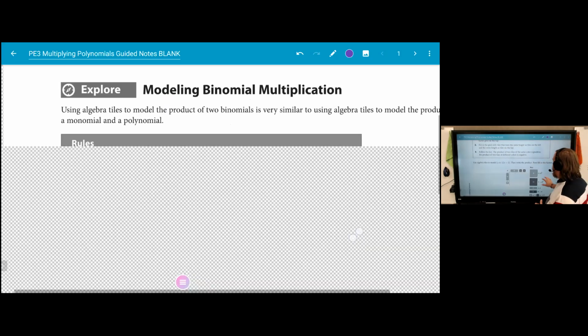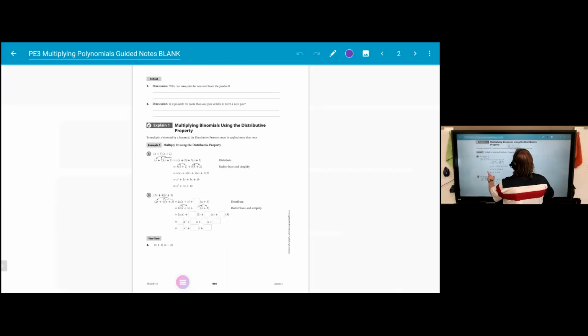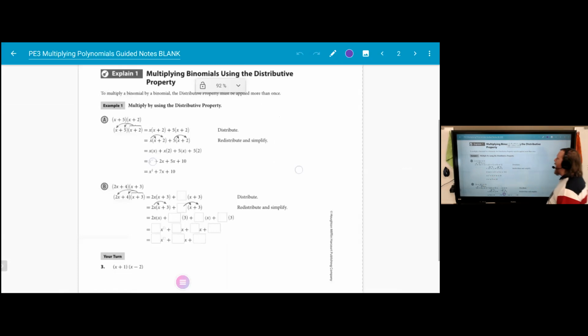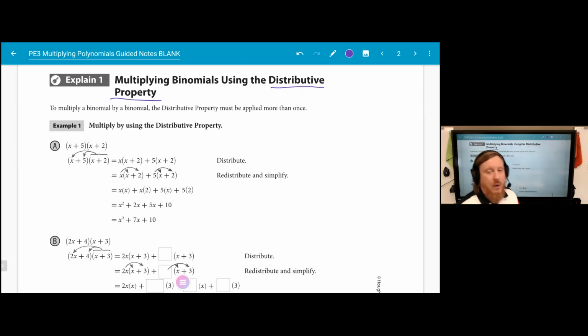We're going to skip the algebra tiles and go right into this. It says multiplying binomials using the distributive property. I'm going to highlight some things here. Distributive property is something we already know. We've already worked with it for a while, right? Distribution. We're distributing something through generally a set of parentheses or a grouping symbol.